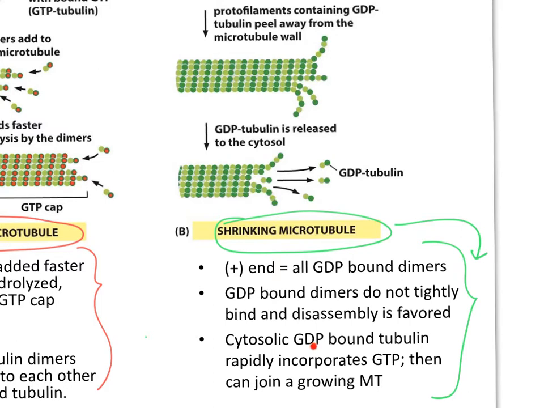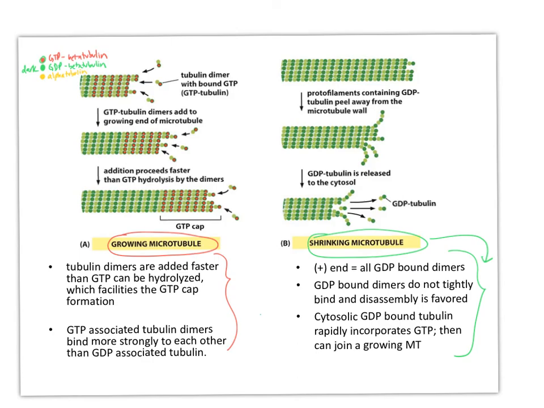And the cytosolic GDP, which is bound to tubulin, will rapidly incorporate a new GTP and then can go join another growing microtubule. And basically you can see how the state of either shrinking or growing is favored by the presence of the GTP bound tubulin or the GDP bound tubulin. So this can really escalate the growth, and this can escalate the shrinking.